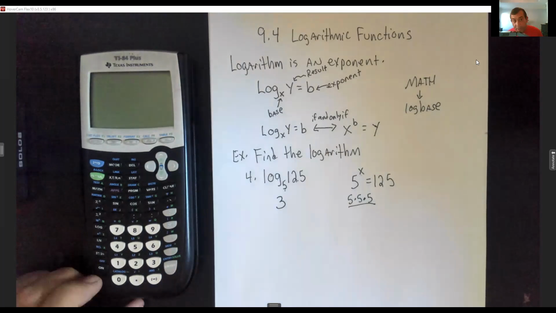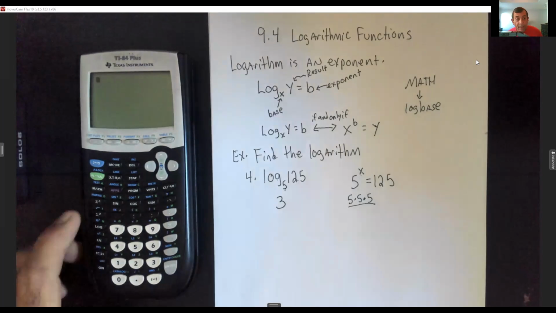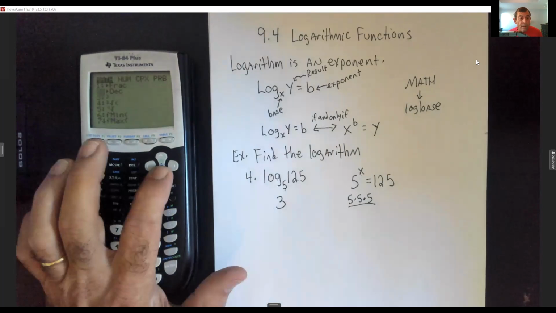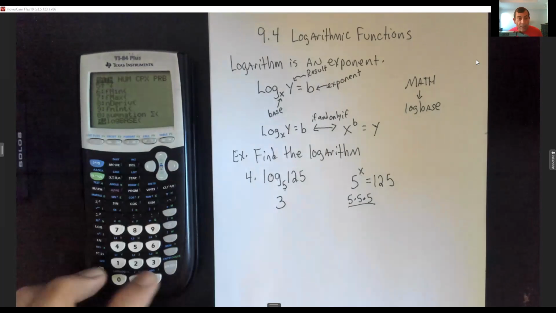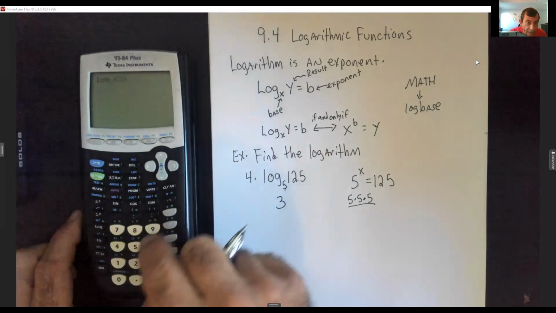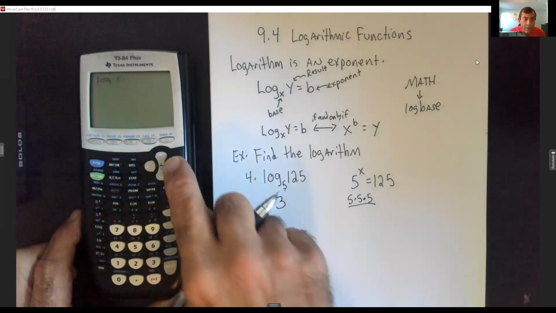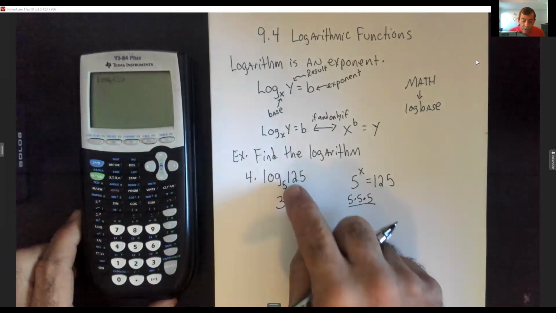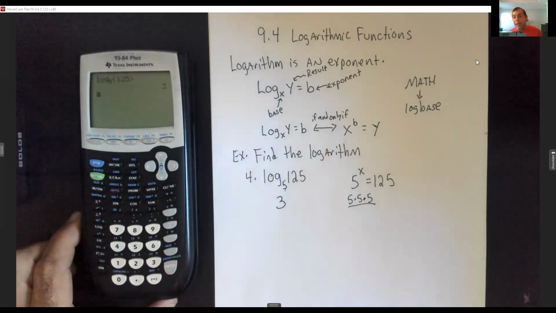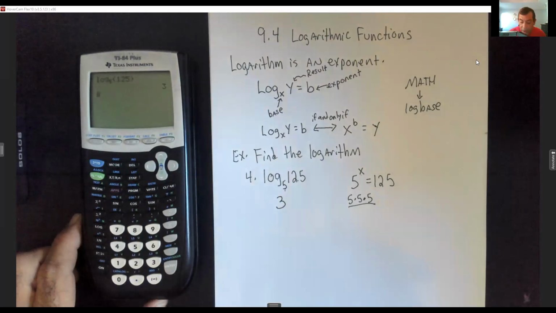So like I said, we can do that on the calculator. You would hit math, arrow down till you hit log base, hit enter. My base is the 5, so I put my 5 in, I arrow right. The result was the 125. Hit enter, and it gives me that exponent of a 3.